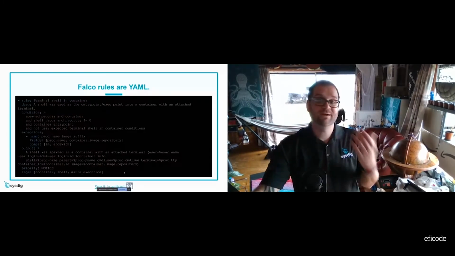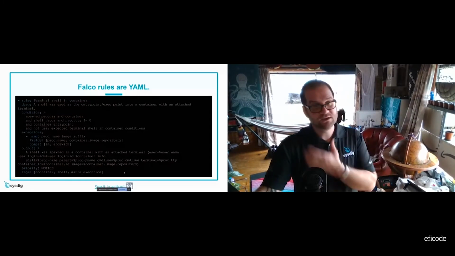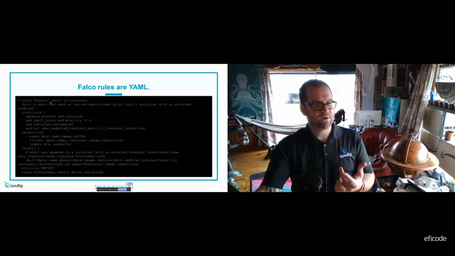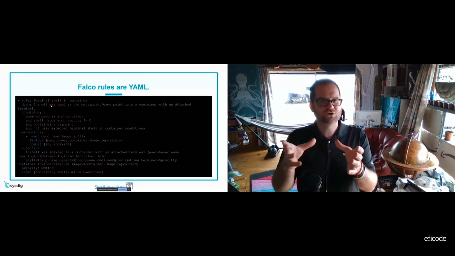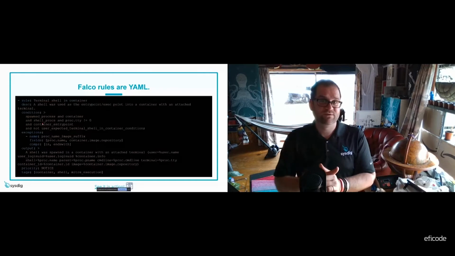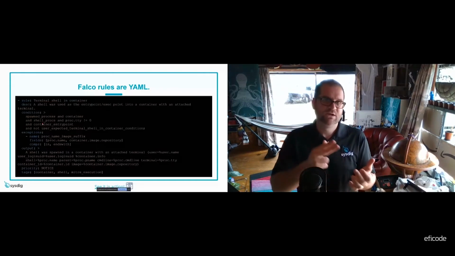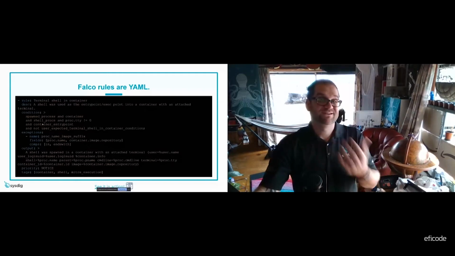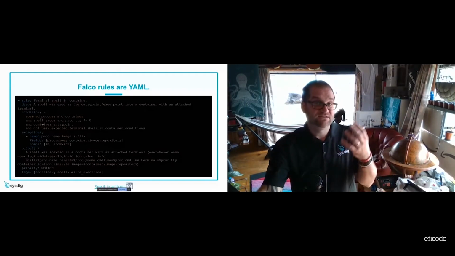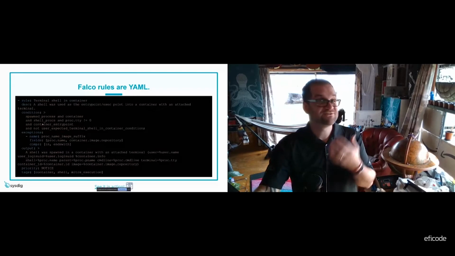Falco rules are written in YAML. Here you can see an example rule. We use lists and macros, and here we're referencing a couple of macros just to make things easier. This shell proc is just a list of different things like bash, sh, ksh, zsh, etc. Identifying whether it's a container is basically whether the container ID is not equal to host, and whether it's an interactive shell.